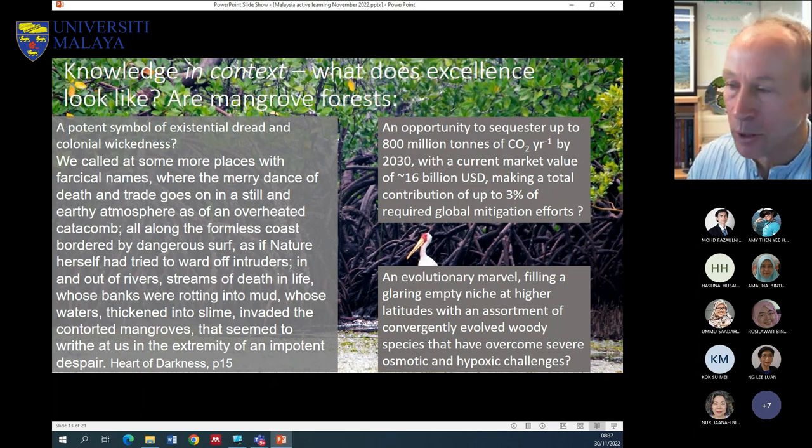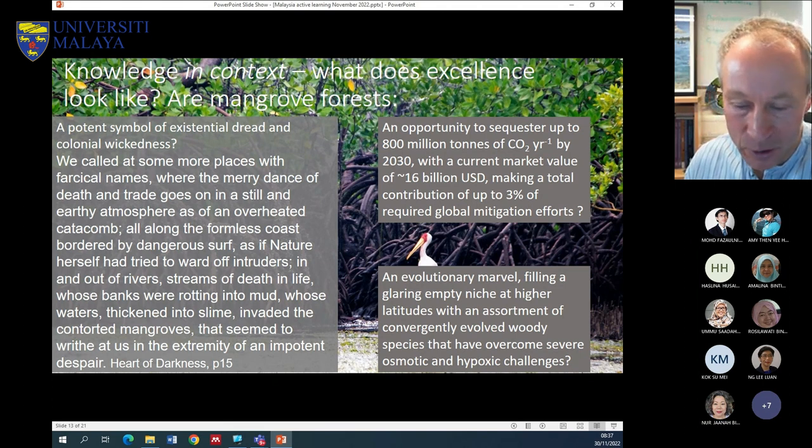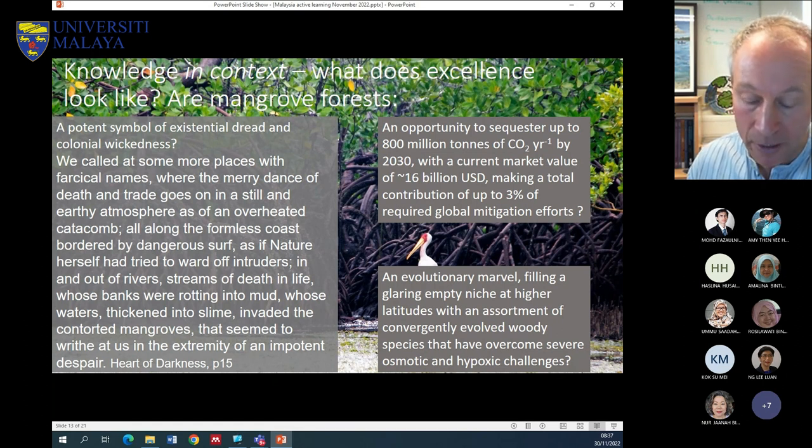So this is a quote drawn from Joseph Conrad, Heart of Darkness, which is one of the most famous books written about the colonial experience, referring to Africa, and particularly the Belgians in Africa. And in this book, Conrad uses mangroves as a kind of symbol of everything that's exotic and weird and dark and forbidding, a symbol of existential despair.